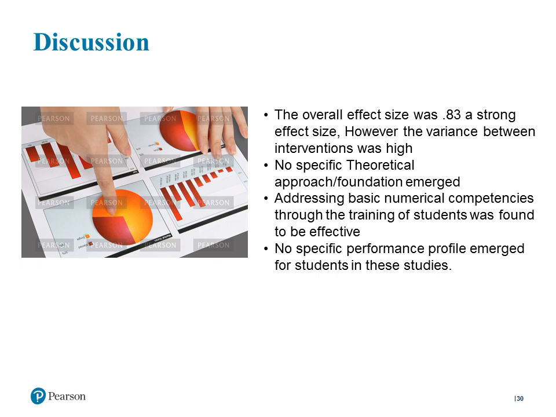When combining the 35 studies, the overall effect size that the authors found was a 0.83, or a strong effect size. However, the variance between interventions was high. Therefore, generalizing the results has to be done carefully. Additionally, no specific theoretical approach or foundation emerged within the research. Also, addressing basic numerical competencies through the training of students was found to be effective. Additionally, no specific performance profile emerged for students in these studies.